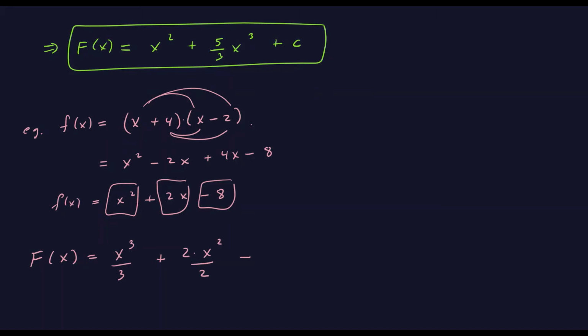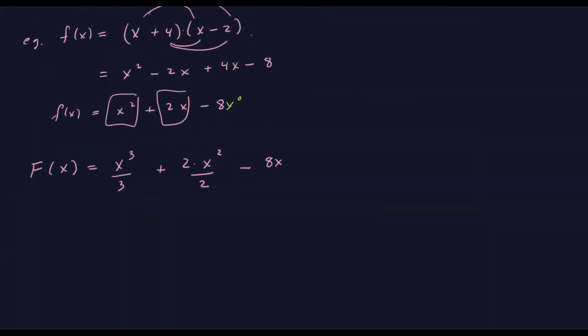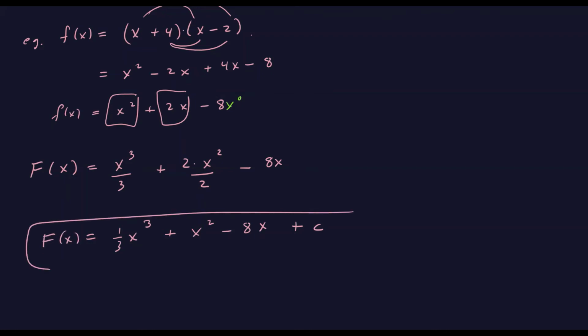Now think of it as you have 8 here, x to the 0 power. So you add 1 to the power, you will get 8x to the 1 power over 1. We can just leave it like that. And then this will clear out to just simply 1/3 x cubed. The 2 cancels out, plus x squared minus 8x plus c. So that is the antiderivative of this function above.